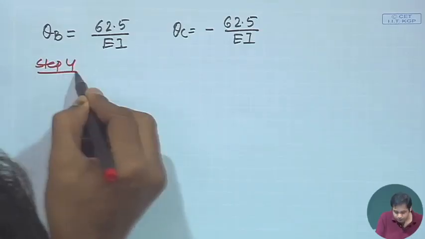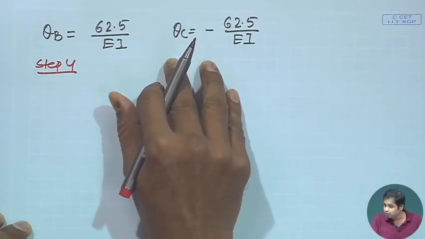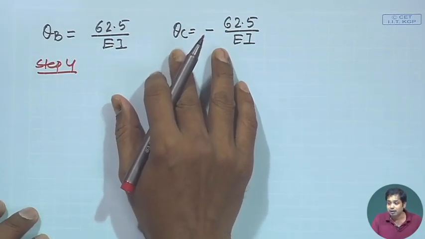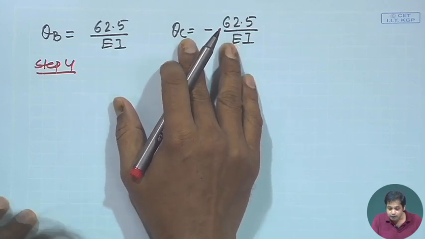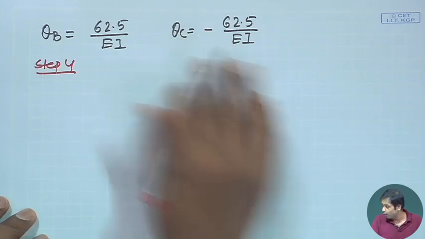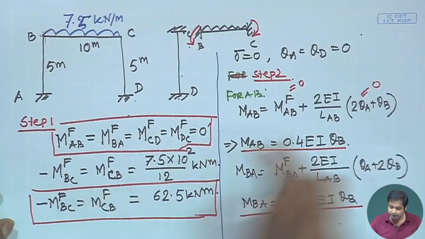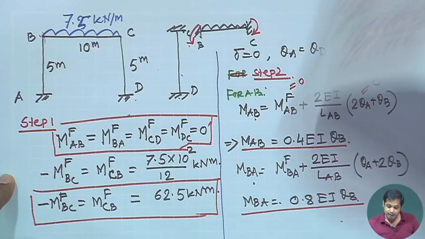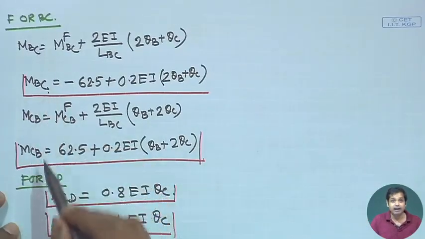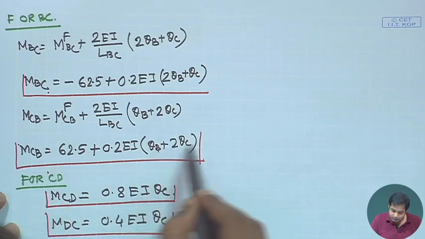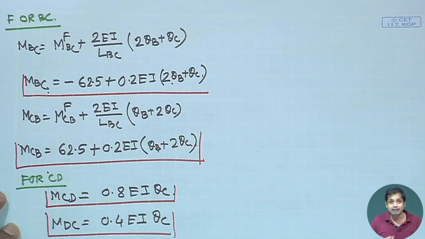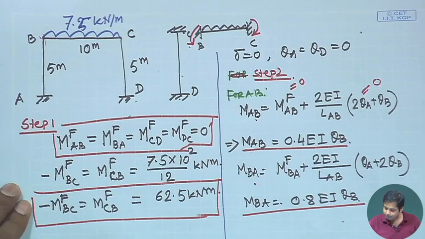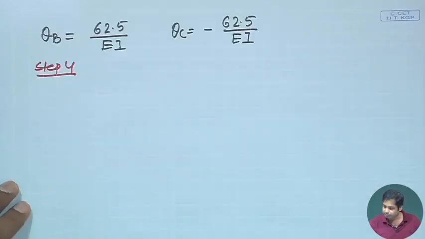So, this was step 3, and the final step 4 is, now if we substitute this in all the slope deflection equations that we have obtained. For instance, this is the slope deflection equation for AB, and this is for BA, and similarly this is for BC, and this is CB. Now, what we have to do is substitute the values of theta B and theta C in these expressions to get the corresponding moments.